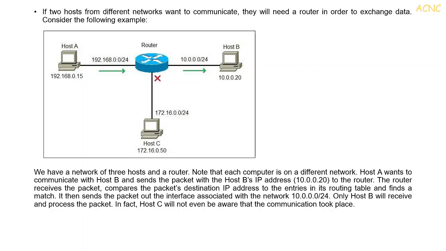So we can say the router is an intelligent device in a network which is used at OSI layer 3, and it's used to communicate between two different networks.